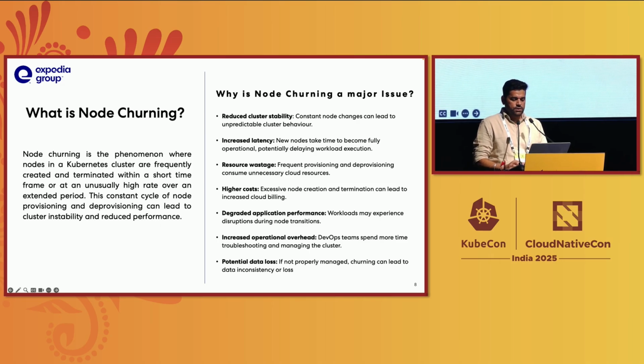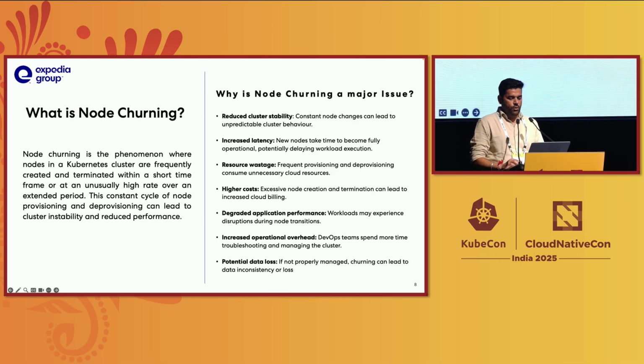Then resource wastage, like constantly provisioning and terminating nodes consume more cloud resources than necessary, leading to inefficiency. Then due to the wastage of a lot of resources, it also leads to higher cost. Then degraded application performance, like workloads might suffer disruption and interruptions when nodes are transitioning or replaced.